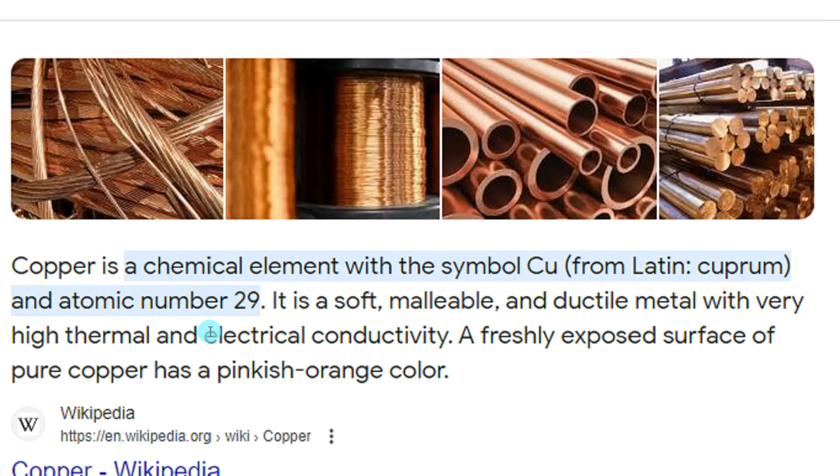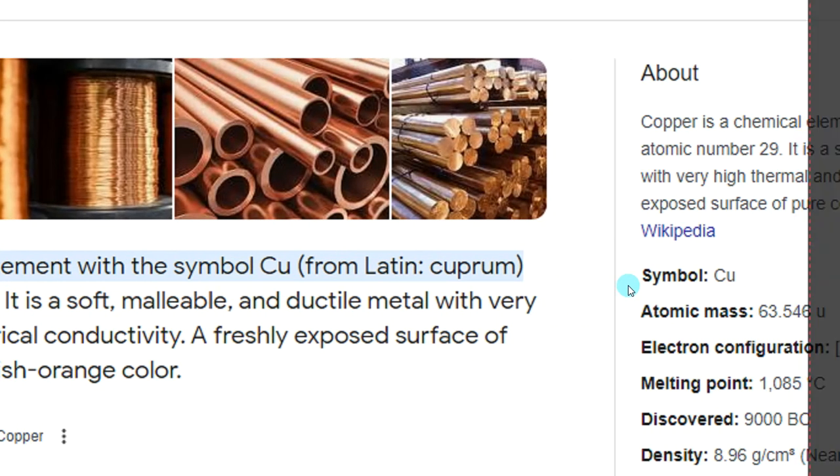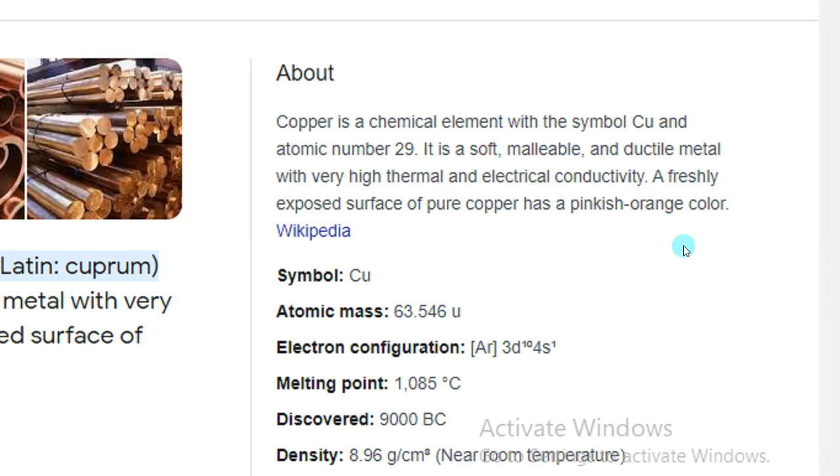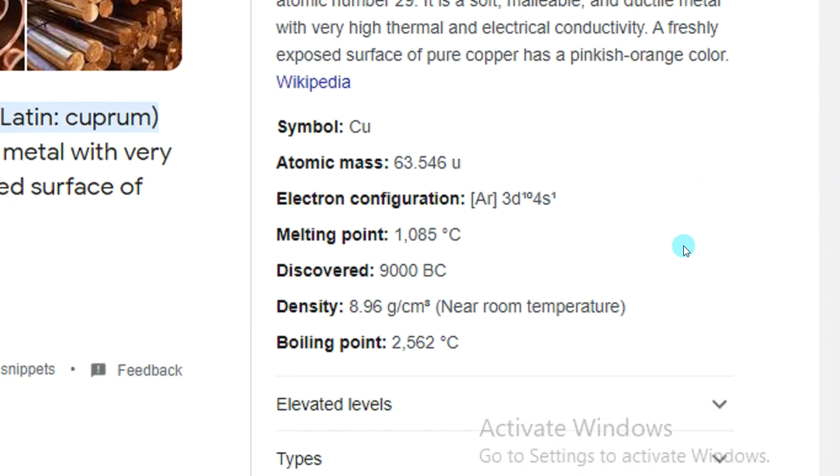If I am an assistant resident engineer and I have to use copper in my electrical conduiting and electrical wiring, and I want to do the test, I will recommend using a freshly exposed surface of pure copper having a pinkish orange color, check that, and submit a check request report to the concerned inspector, right? Moreover, as a chemical element, atomic mass 63, melting point 1085 degrees centigrade, right? It was discovered in 9000 BC, and boiling point is 2562 degrees centigrade, right?